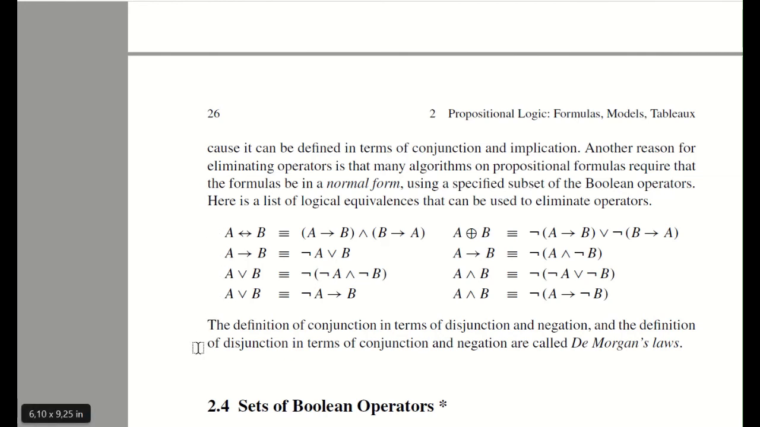And at least to remember are the formulas that define so-called De Morgan's laws. These are rules showing us how to express disjunction with negation and conjunction, and conjunction with the help of negation and disjunction.